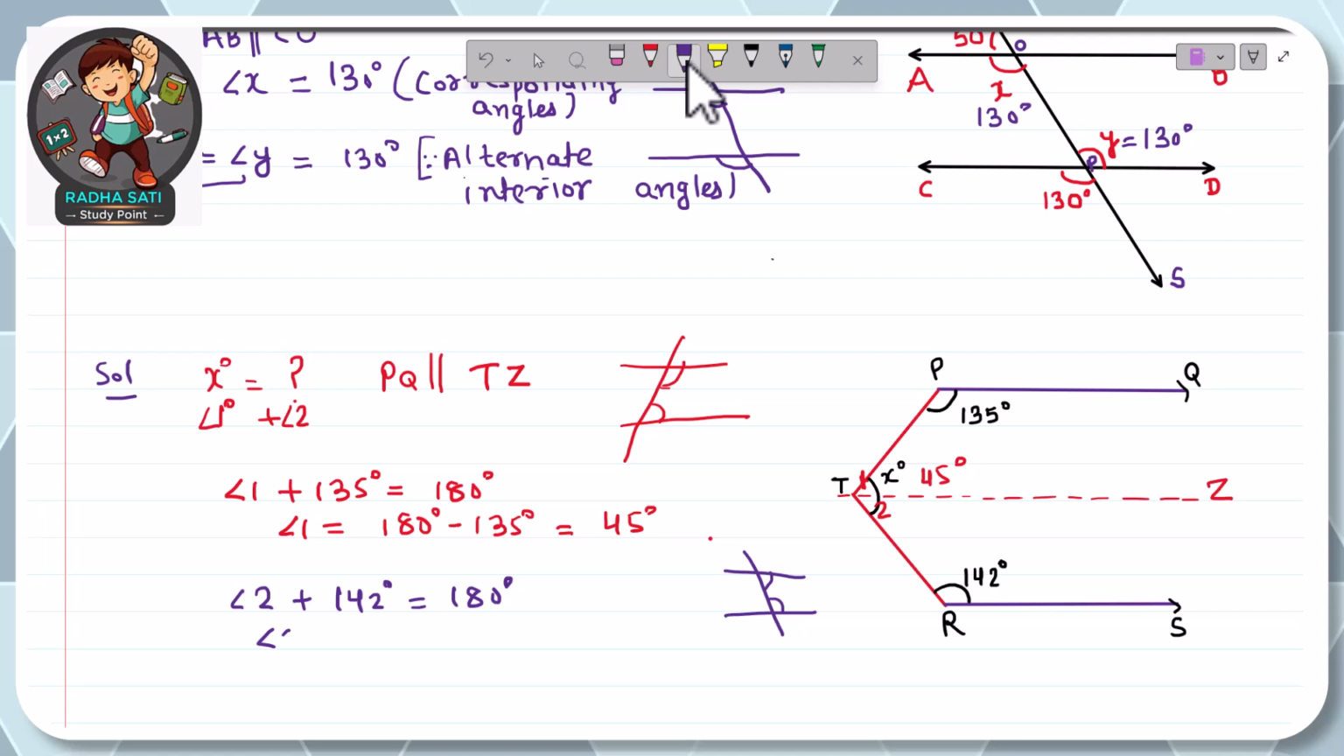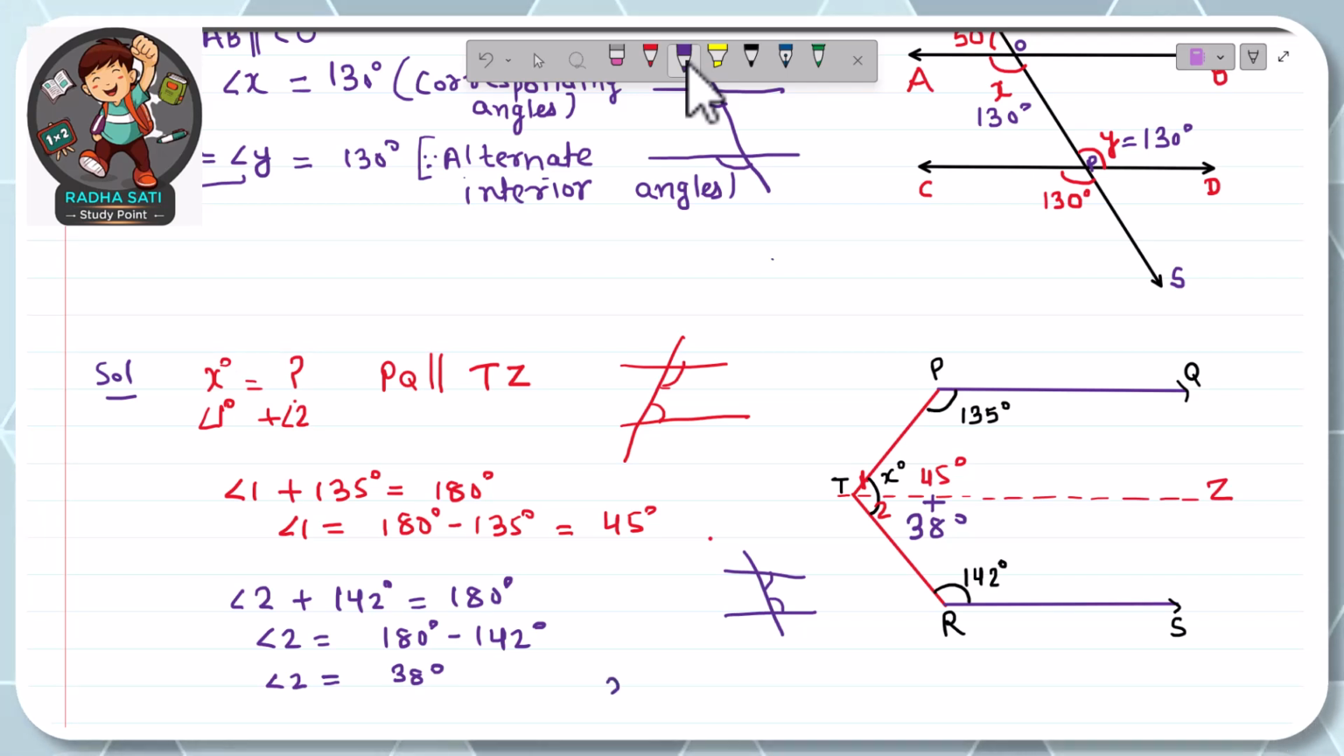Okay. So what will be the value of angle 2? 142 we will subtract from 180. So 180 degree minus 142 degree. So let's subtract. We will get 42 plus 8 is 50 and then 50 plus 30 is 80. So we will get 38 degree. So yes, the value of angle 2 will be 38. So this is 38. This means the whole angle X will be the sum of these two.